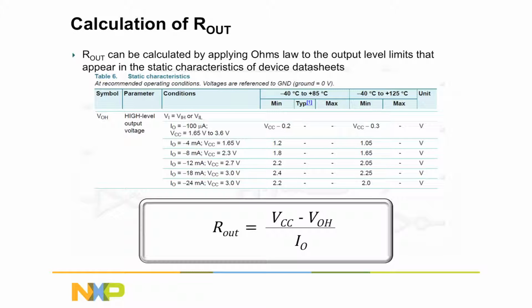Rout of the driver can be estimated using the DC characteristics found in the datasheet. The minimum output voltage, VOH, is specified under conditions of supply voltage VCC and output current IO. Ohm's law can be applied to determine the effective Rout, which equals VCC minus VOH divided by IO.